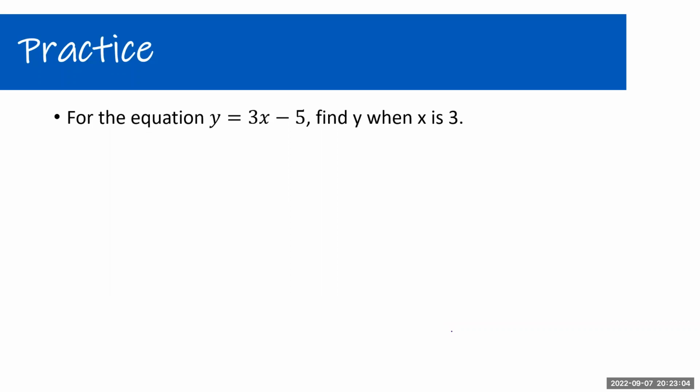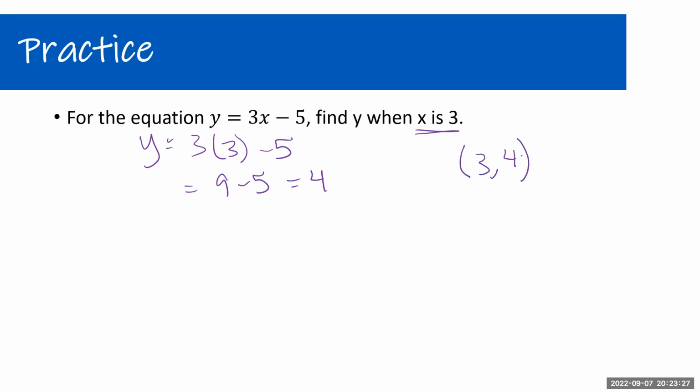So let's think about this equation. For the equation y equals 3x minus 5, find y when x is 3. So here we'll say y equals 3, now we see an x, so we need to plug in that value of 3, minus 5, which is going to be 9 minus 5, which is going to be 4. We would end up with point (3, 4) here.